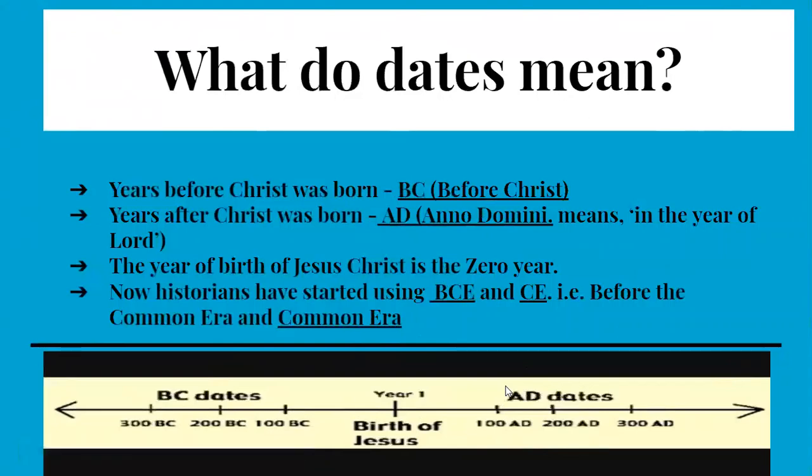Right? For example, India gained independence in the year 1947 AD, 1947 years after the birth of Christ. Right? So it can also be written as either 1947 AD or 1947 CE, Common Era. All right.